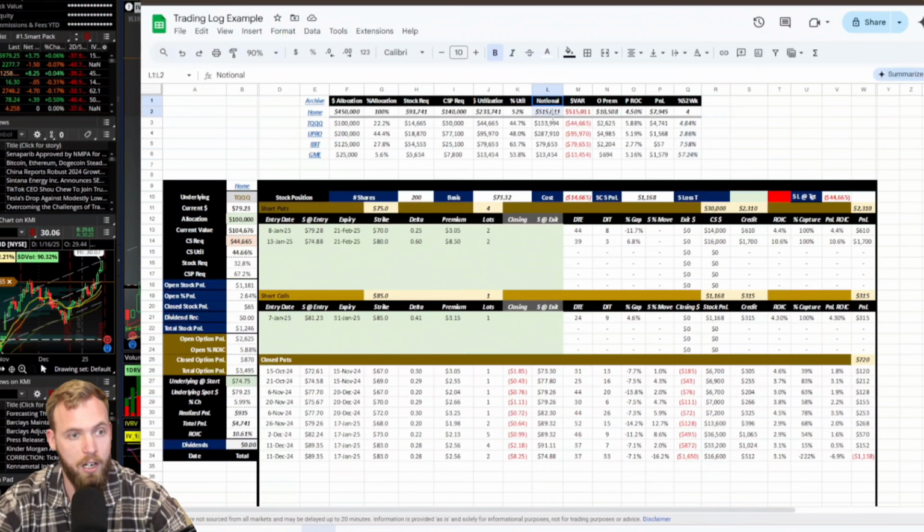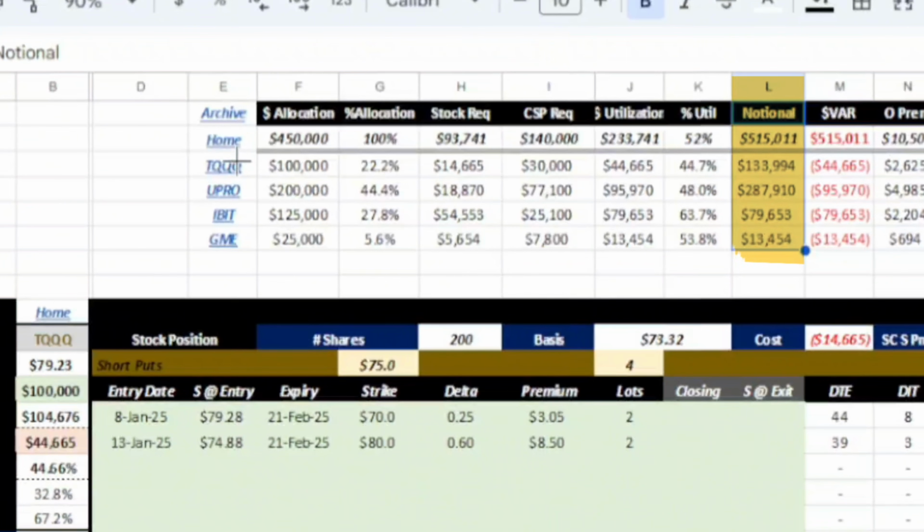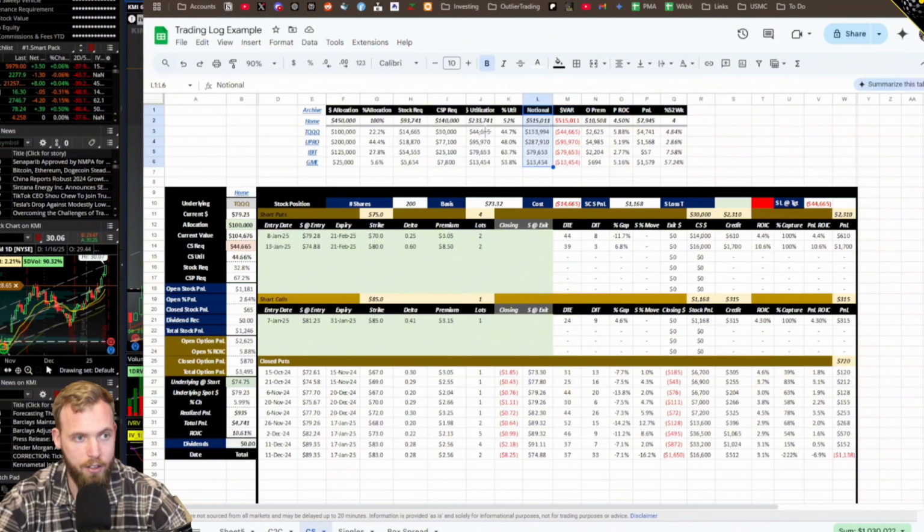I have a column here for notional value. The reason why I have notional value is because TQQQ and UPRO are leveraged. So what that means is if I have a total dollar utilization in TQQQ of $44,665, that's not really the risk that represents. It represents broader risk because it's 3 times leveraged. So I track that here.